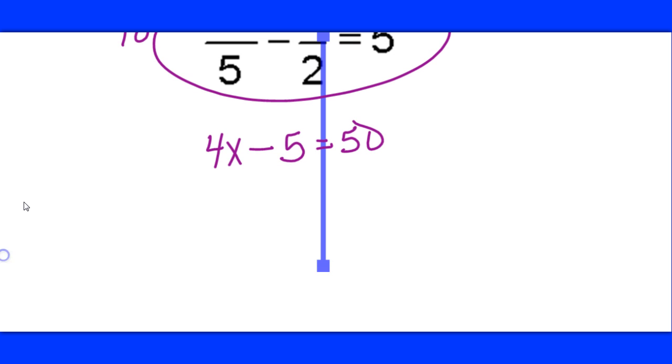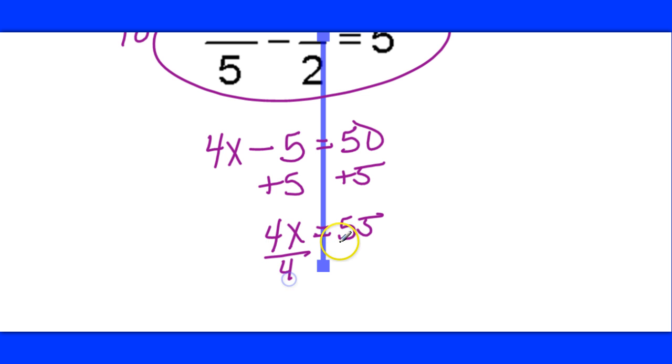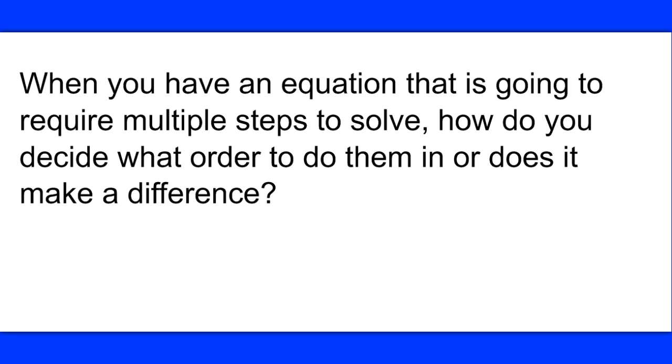Add 5 to both sides. So plus 5, plus 5. 4x is equal to 55. Divide both sides by 4. You can leave it as an improper fraction. Check your work. Okay?